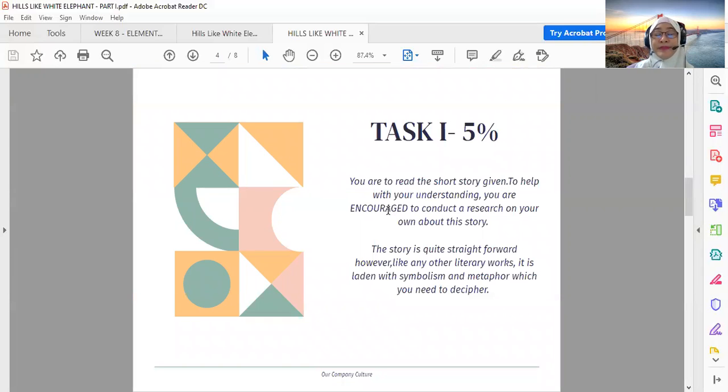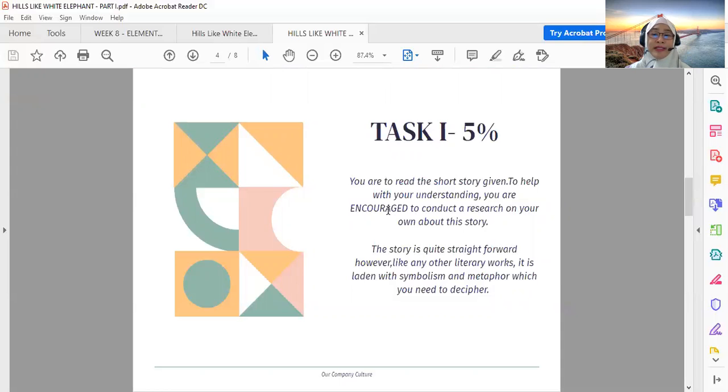Pertaining to task one, which carries 5% of your carry mark, you are to read the short story given. I will give you the short story through our WhatsApp, and it is also available in our Microsoft Teams under the class files of week 8.